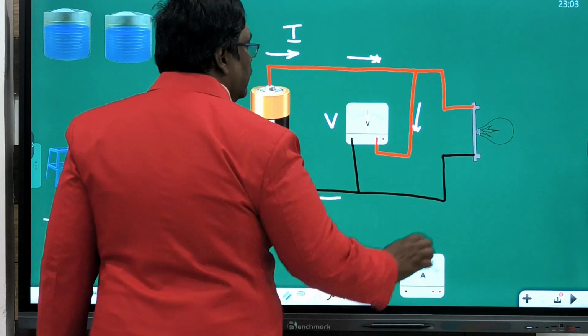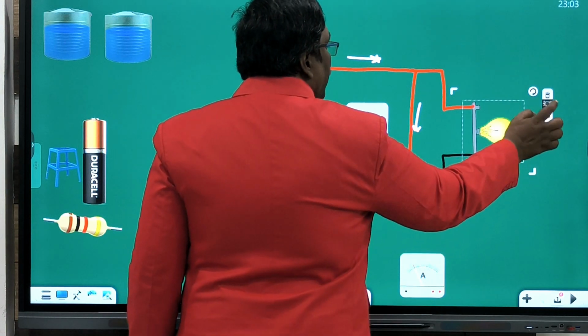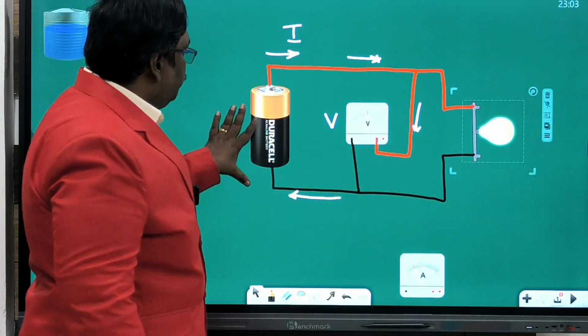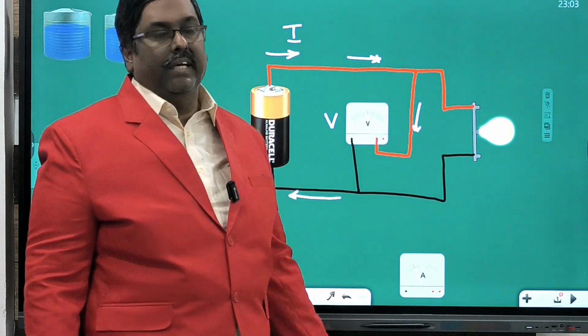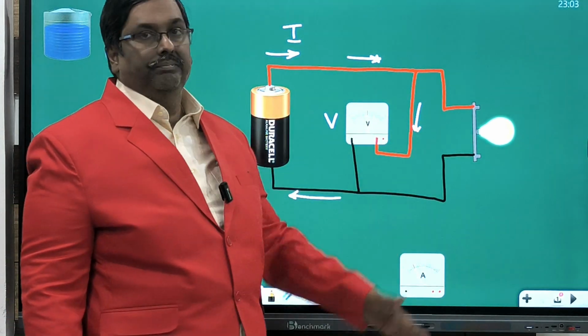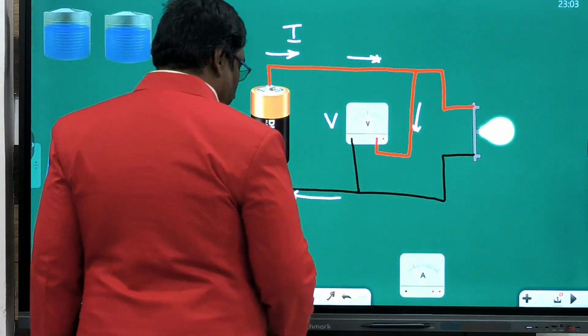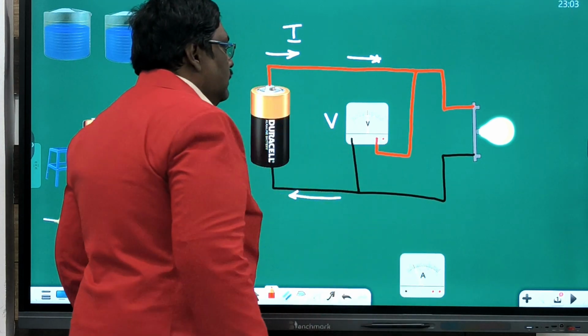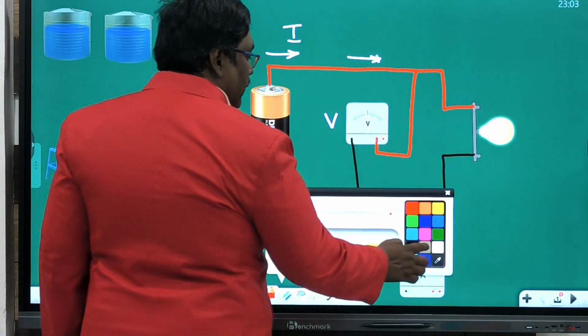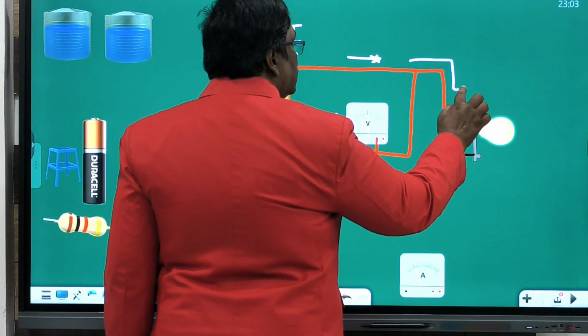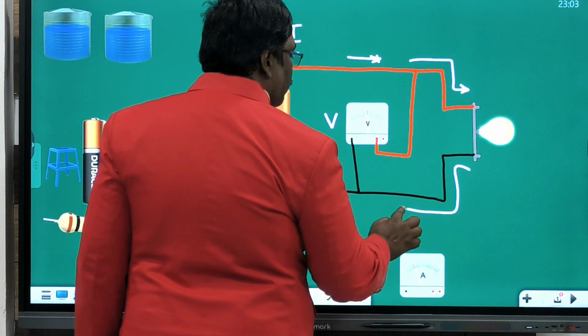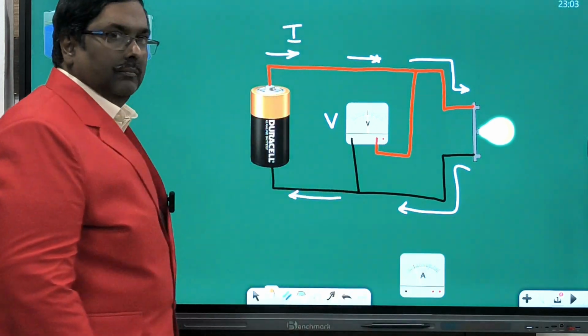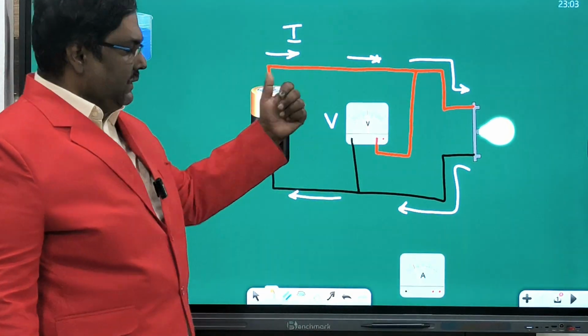So what will happen to the bulb? The bulb will glow full bright, because full voltage is going to the bulb. There is no restriction in the path. Now how will the current go? The current will flow like this and like this. So now we have measured the voltage.